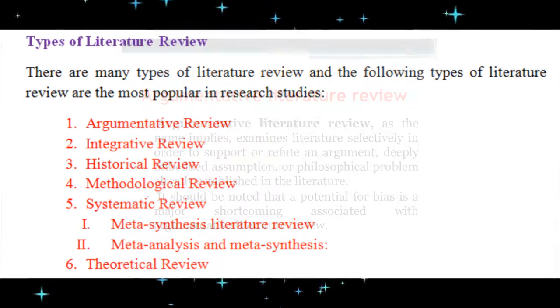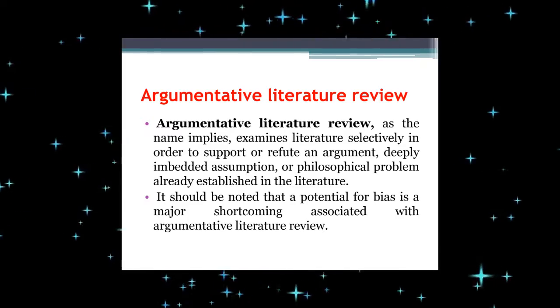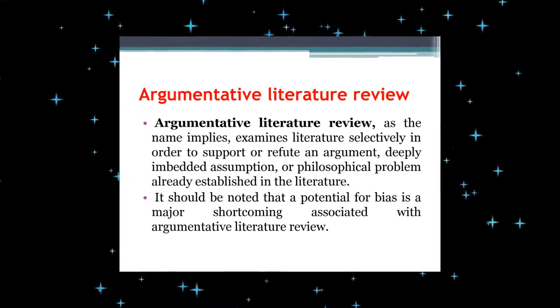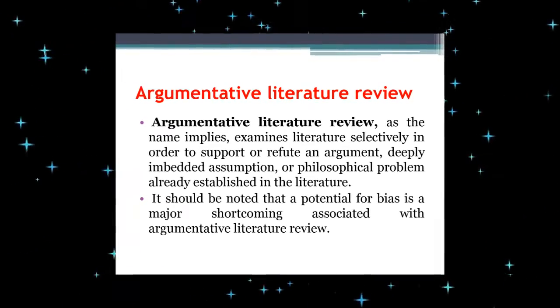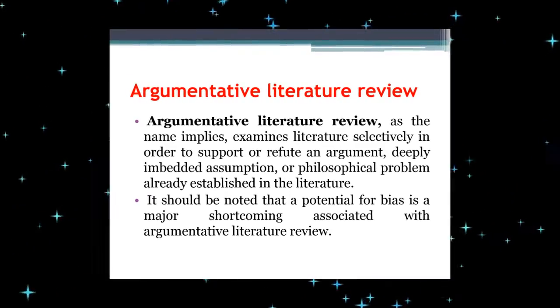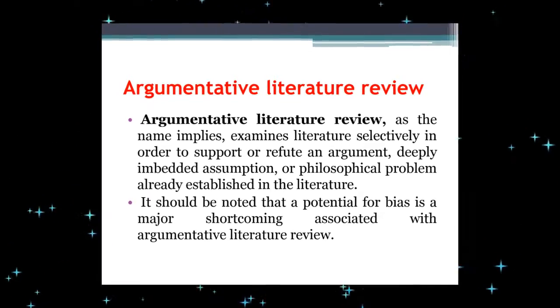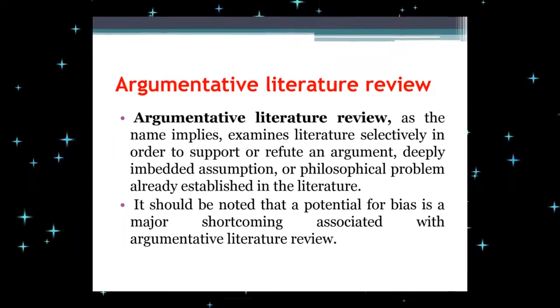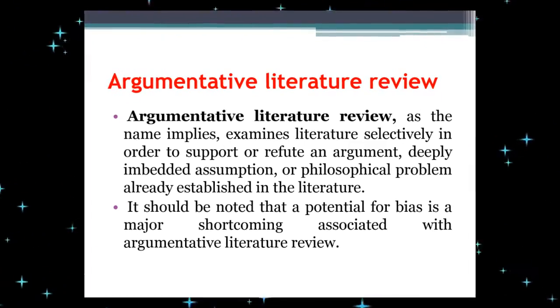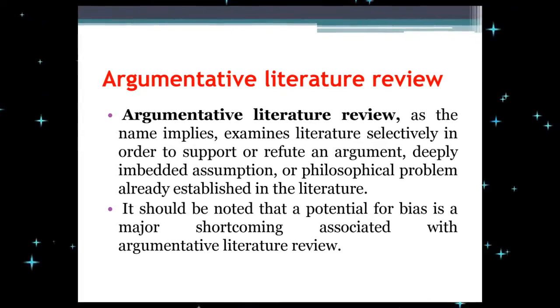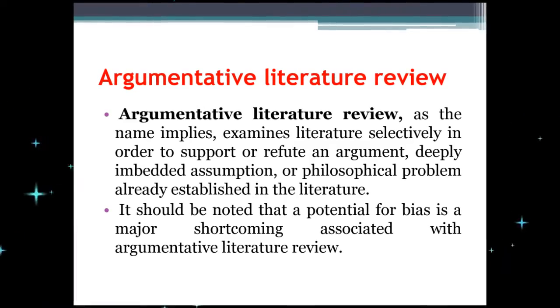Argumentative literature review, as the name implies, examines literature selectively in order to support or refute an argument, deeply embedded assumption, or philosophical problem already established in the literature. It should be noted that the potential for bias is a major shortcoming associated with argumentative literature review.